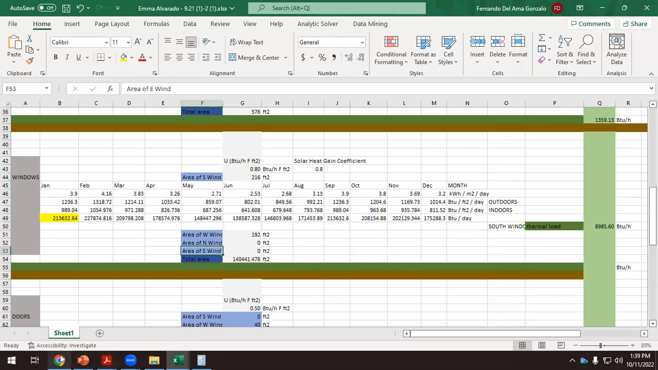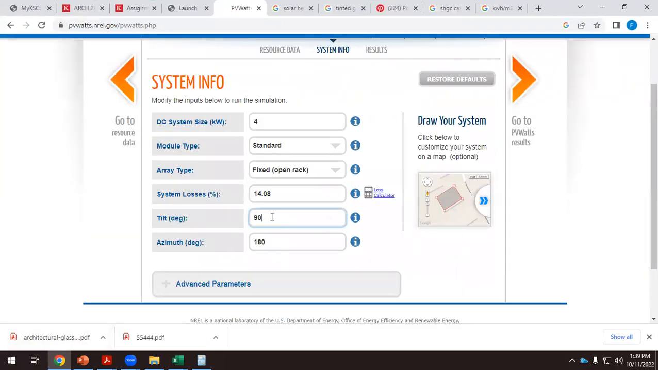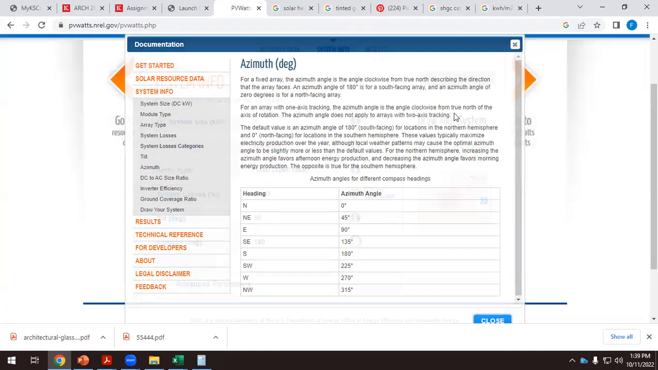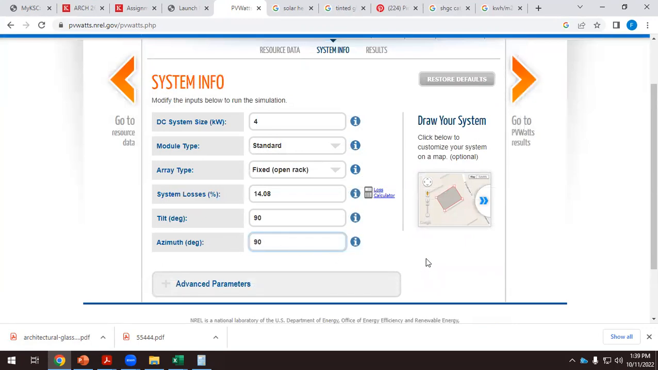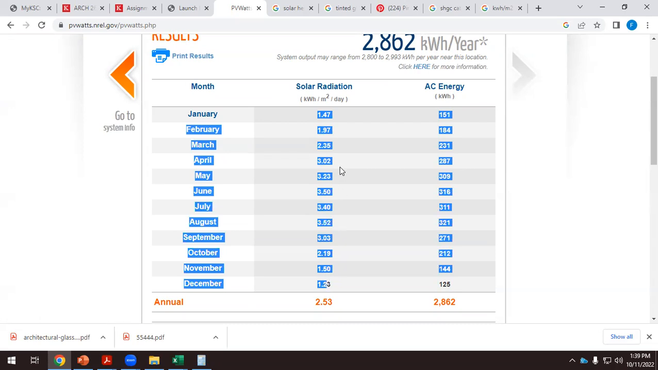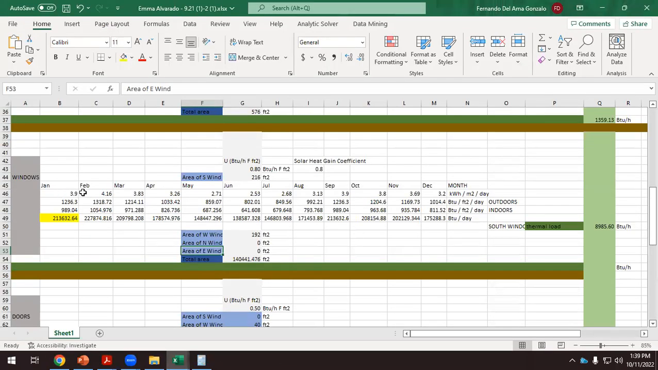With the eastern windows, we have to go to PVWatts. And we can change two things. This is the angle of the windows. It's always 90 because they are vertical windows. The azimuth: if we want to type east, east is 90 degrees, so I have to type 90 here. I go, and this is the solar radiation that we have. So I have to copy this table, these results from PVWatts.